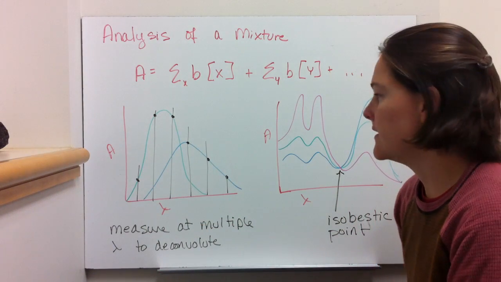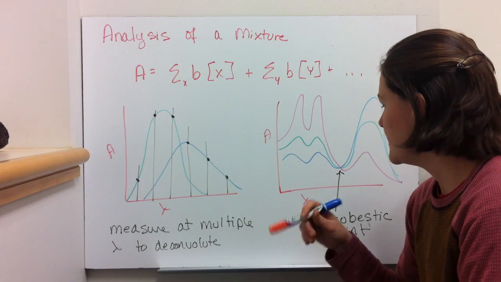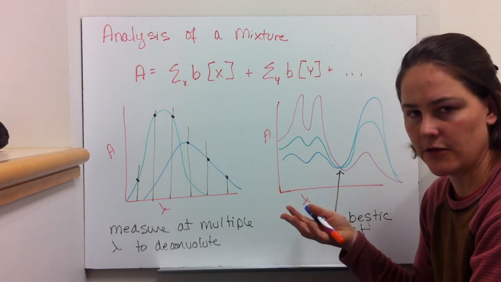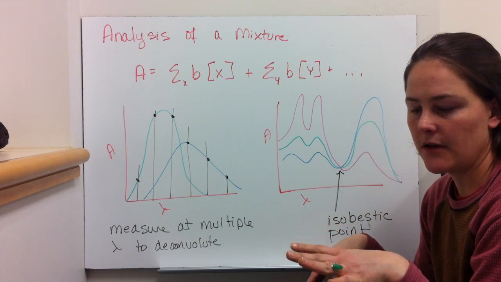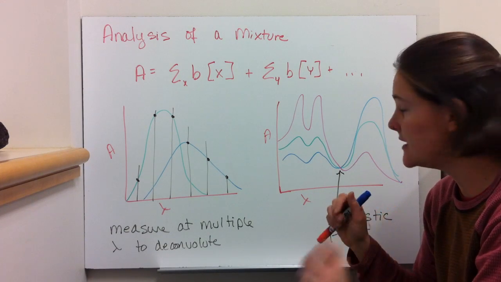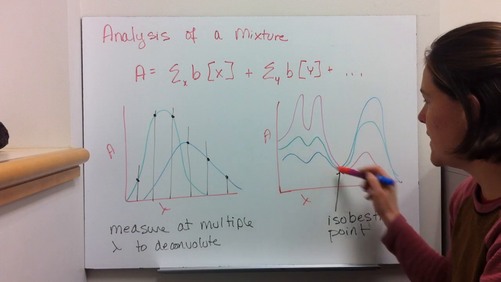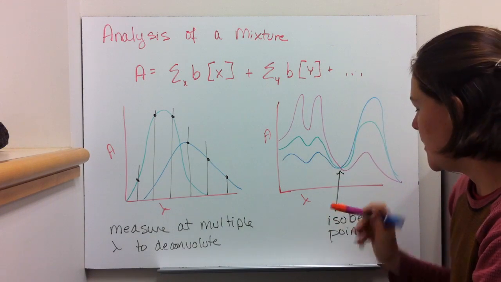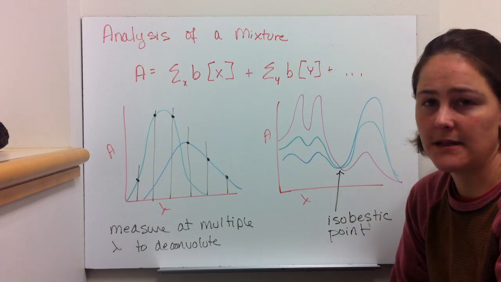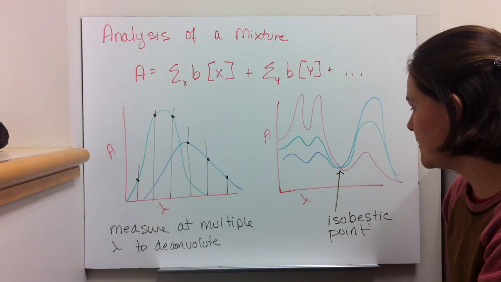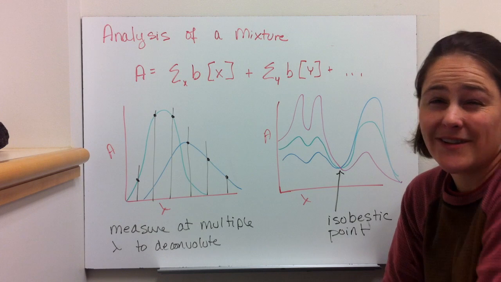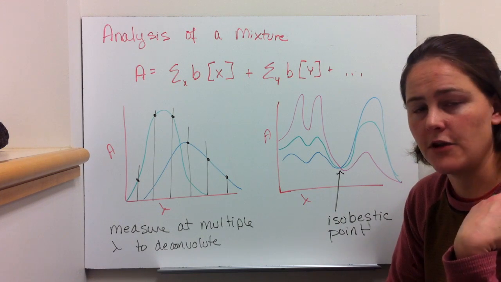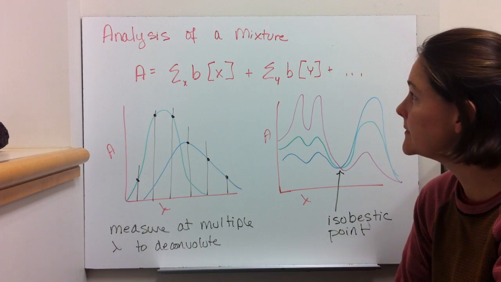Another special case of this is when you have a mixture of two species. If you have several mixtures with different concentrations of the two species, you might see something like this, where you have one species and then the other species. If you have what's called an isosbestic point, where all of the curves cross right there all together, that's a really good indication of your mixture containing just two components. All right.